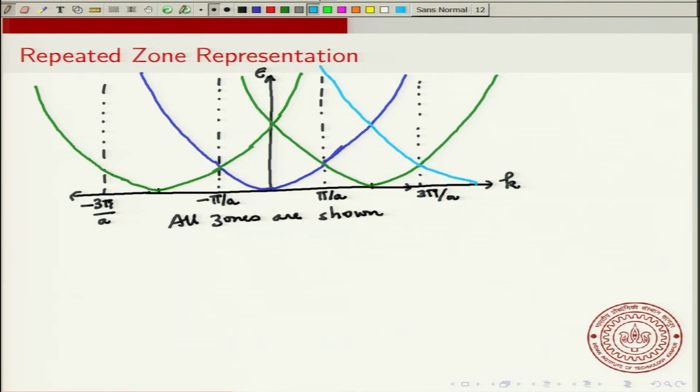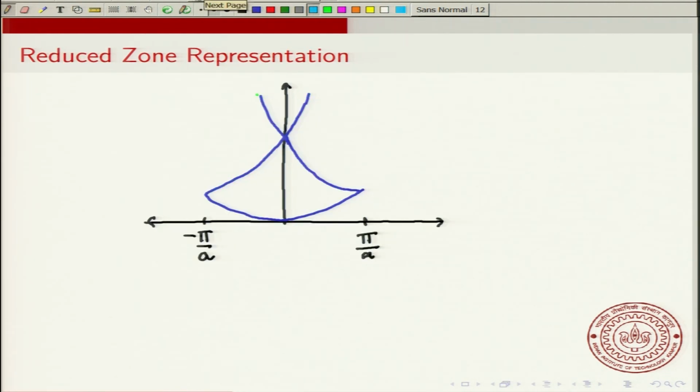So you will also have more bands, and in general in the repeated zone you will have several bands. This repeated zone representation is also often used to describe bands, so you can use either that or the reduced zone. Reduced zone means only the first Brillouin zone.